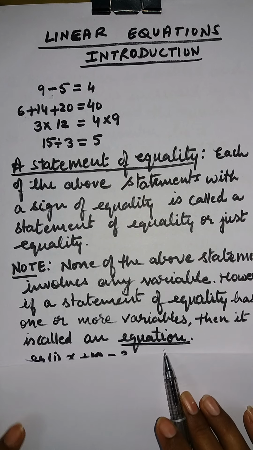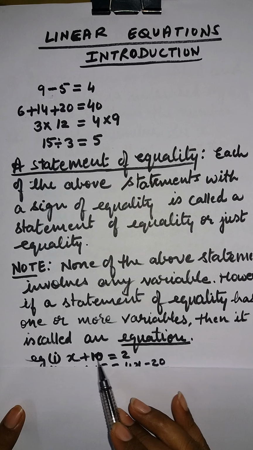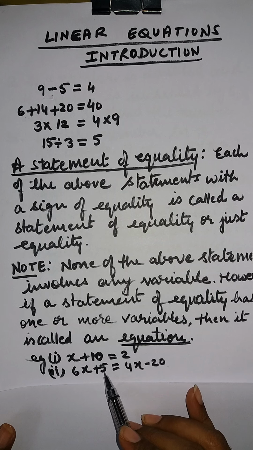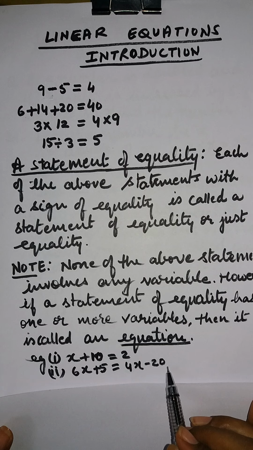For example, x plus 10 equals 2. This is an equation. 6x plus 5 is equal to 4x minus 20. It is an equation.